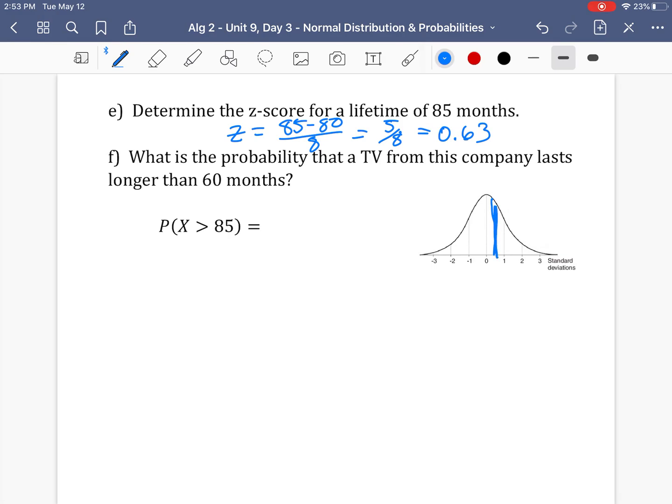What's the probability that a TV from this company lasts longer than 60 months? Oh, I meant 85. Sorry about that. Longer than 85 months. All right, so I want everything to the right of this, greater than it. Okay, so my chart will tell me this little portion right here. So what I want to do is take 0.5, the whole half, subtract the number I get from the chart, and that will give me the blue part that I want. So I'll be doing 0.5 minus whatever the chart tells me for 0.63.